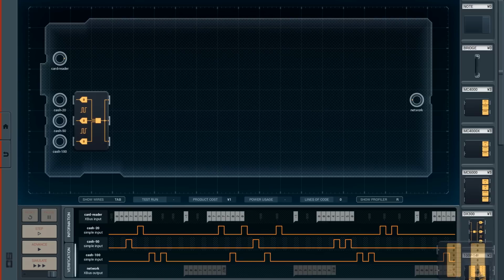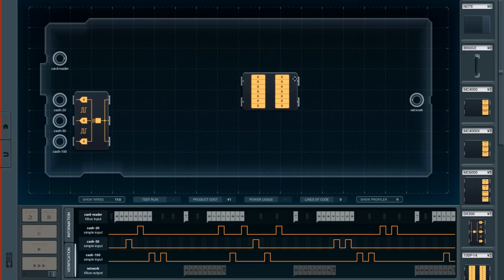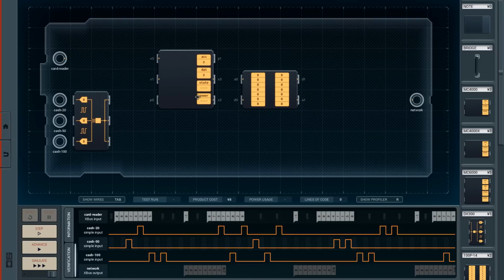So I suspect that we're going to use the memory. Let's build this in 2 parts. I'm going to start with an MC6000, because we'll probably have to talk to the card reader. We will talk to this card reader, and then this will talk to the network.